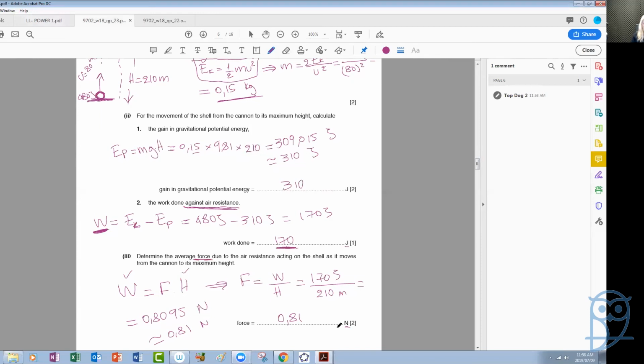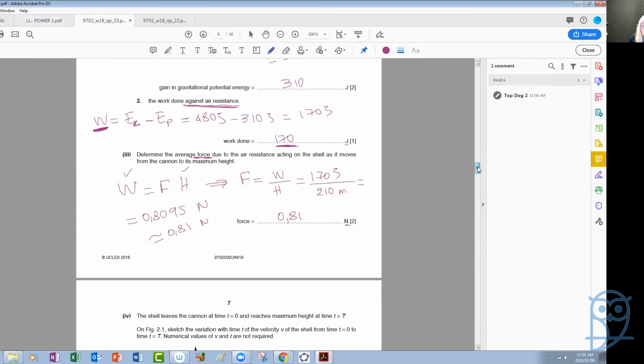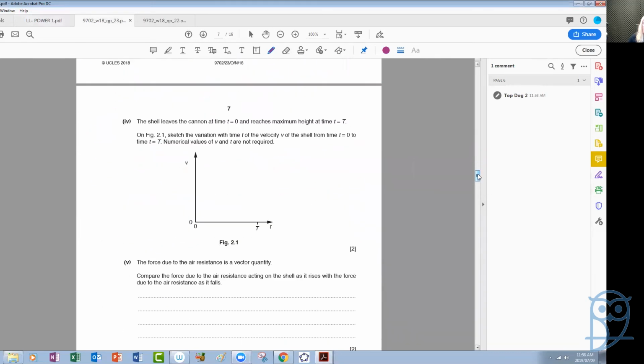All right. By the way, this problem continues. There's a graph. From now on, it's actually kinematics. I hope you remember your kinematics. Let's see quickly. The shell leaves the cannon at t equals 0 and reaches maximum height at t equals capital T. Sketch the variation with time of the velocity of the shell from t equals 0 up to capital T. Numerical values of v and t are not required.